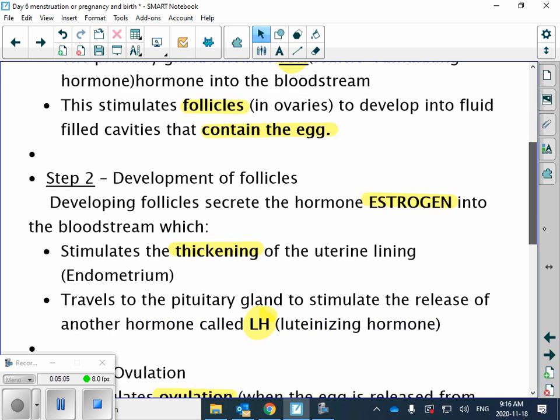So step 2, those follicles secrete the hormone estrogen. Once the follicles get the right hormonal signals, the right chemical signals, they start to make estrogen. Estrogen is then released into the bloodstream. It stimulates the thickening of the uterine lining, the endometrium. And that estrogen travels back up to the brain and tells the pituitary gland to start making another hormone called luteinizing hormone, or LH.